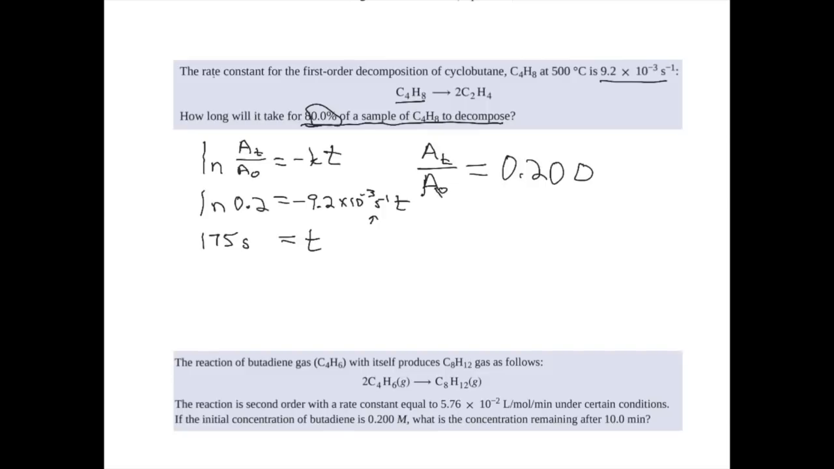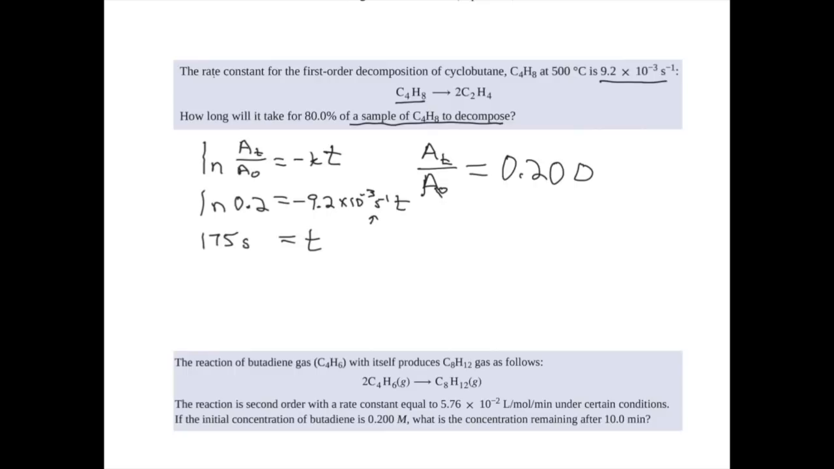Part of the challenge of these problems is making sense of why I picked 20% when they say 80% here. And that's where you have to pay attention. If they said something like, how long will it take for 80% of the sample to remain, then I would have put 0.8 there. But the reality is it said how long will it take 80% to decompose, and decompose means we're getting rid of it, right?